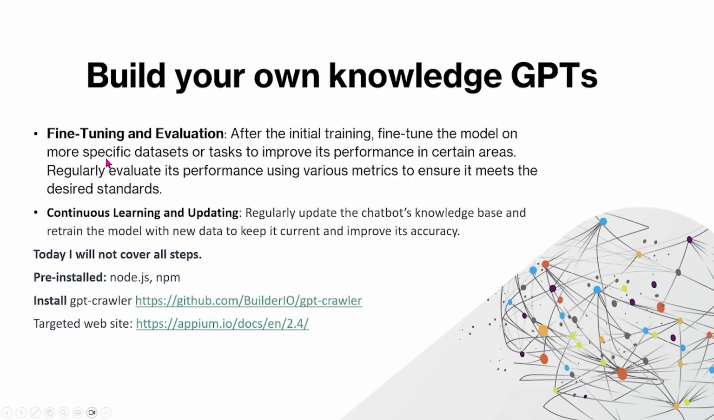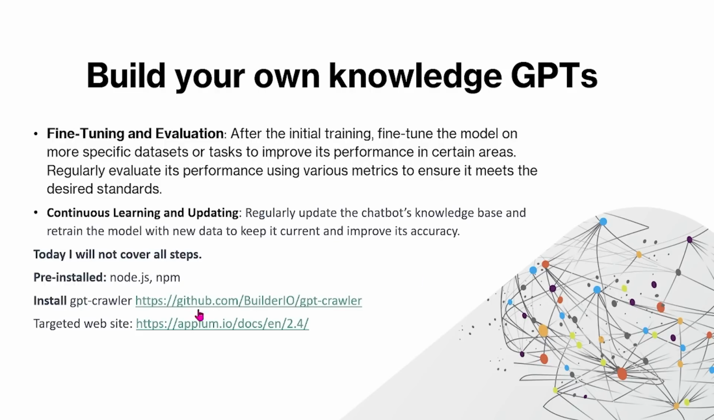Today, we're not going to cover all of these steps, but what we're going to show you is how to use GPT crawler from this website right here, and how to basically define our scope as APM right here. And some things that we use already are Node.js and npm, so if you don't have that installed already, make sure you install this before you proceed with the next steps.